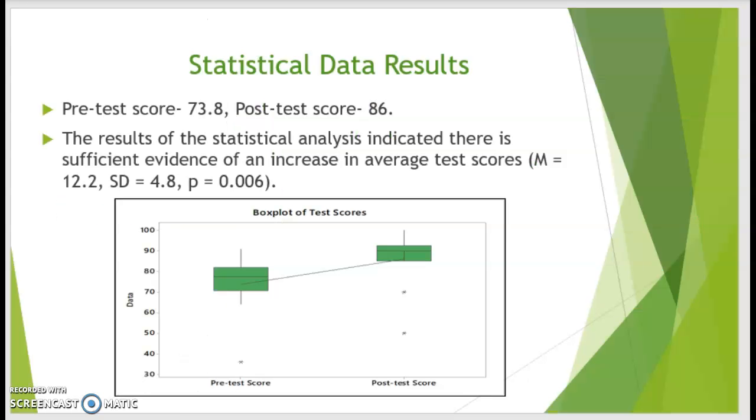The provider test consisted of 10 questions and was scored out of 100. The average score of the pretest was 73.8. After the providers completed the educational intervention, the test was regiven. The average score on the post-test was 86. The Wilcoxon signed-rank test was conducted to determine if a significant increase in test scores was detected after the educational intervention. The results of the statistical analysis indicated there was significant evidence of an increase in the average test score.